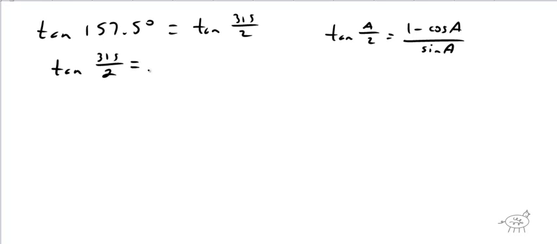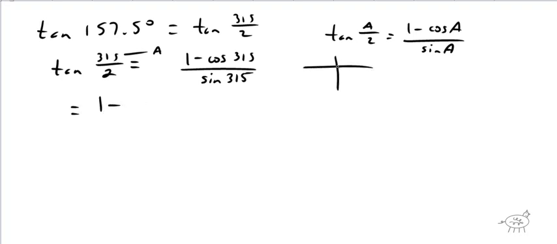So 315 over 2, A is 315. So that's equal to 1 minus cosine of 315 over sine of 315. Okay, and so we simplify that. It's going to be 1 minus, well, 315, of course, you know, is right there, and cosine's positive. So it's 1 minus a positive root 2 over 2, divided by sine of 315, which is negative. So it's negative root 2 over 2. No radical over the whole thing. This is just what it is.